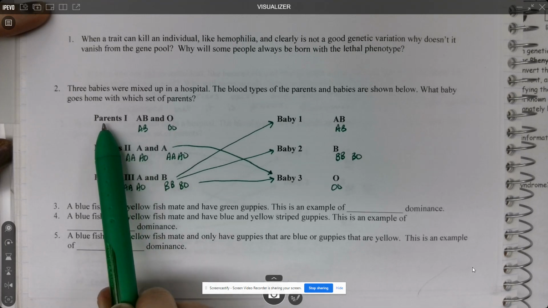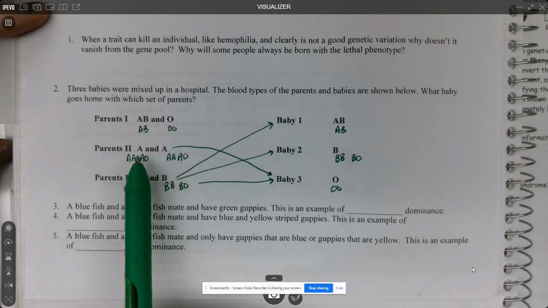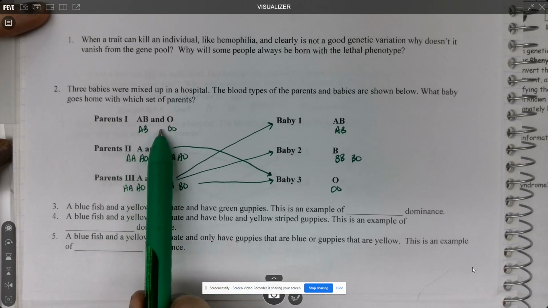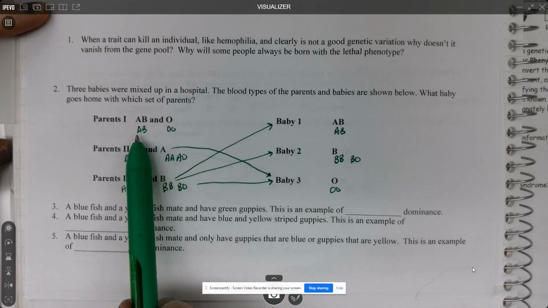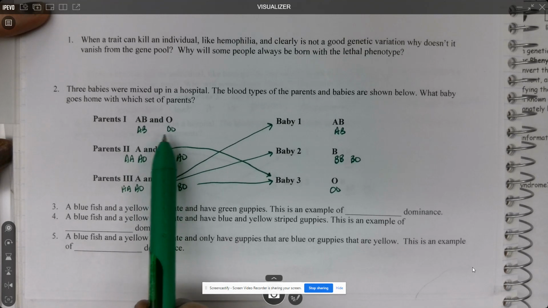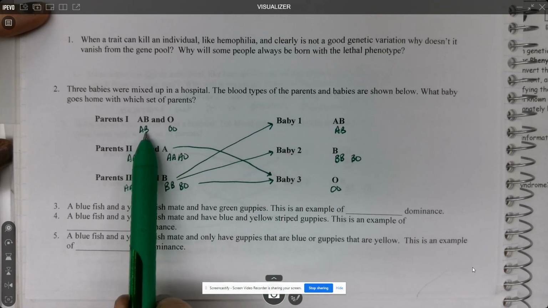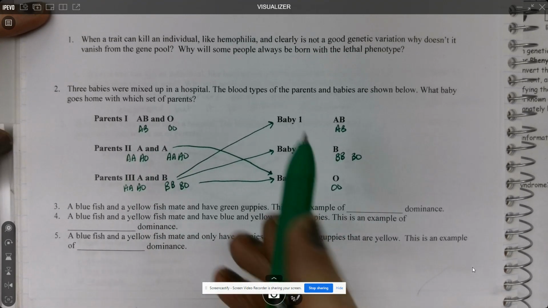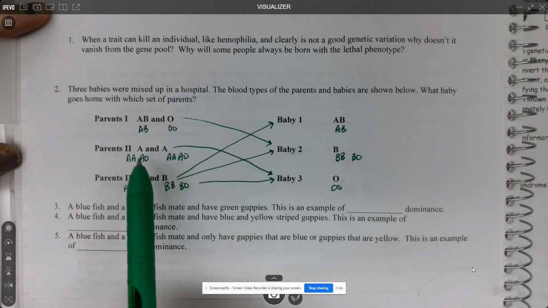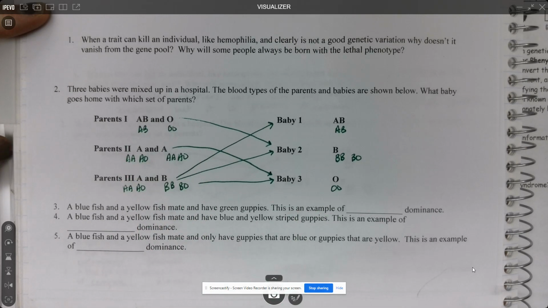Let's go take a look at parents in the first group. They have an AB presentation and an O presentation. So that means that you have to take one allele from each of those parents. Could they make an AB baby? No chance. We can't take both alleles from one parent and nothing from the other parent. That's not how this works. So they can't make an AB baby. Could they make a B baby? If we take this B and this O, absolutely, they could make this baby. So we could put an arrow down here. And then could they make an O baby? Does each parent have one O? And the answer is no. So they can't make this pairing.